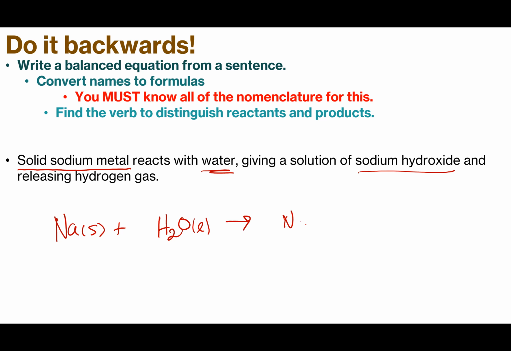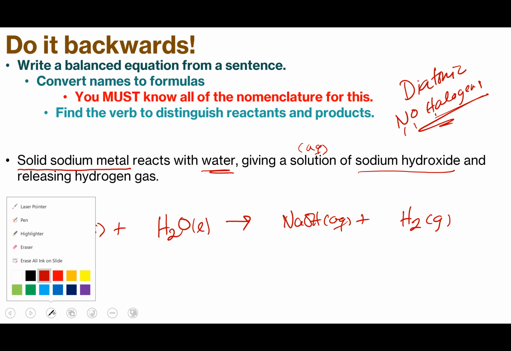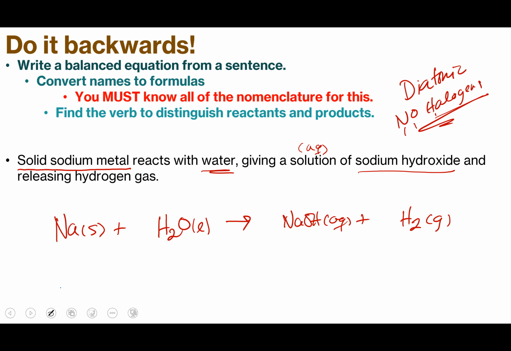Well, sodium hydroxide is NaOH. Solution means we have something that's aqueous. Okay. And releasing hydrogen gas. So there's hydrogen gas. Remember our diatomic things, so watch out for those. Remember those are the ones that are diatomic: nitrogen, oxygen, hydrogen, all the halogens. Okay, let's get back to this. Now we've got the equation. Now it's just like what we were doing a minute ago. We just need to balance this.